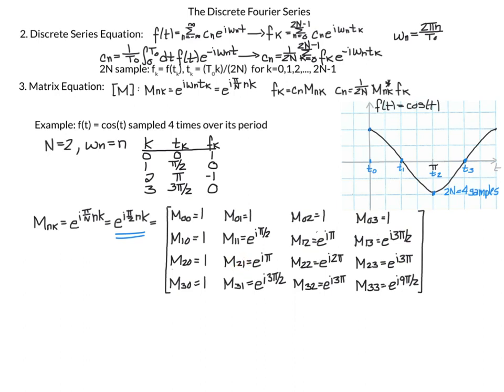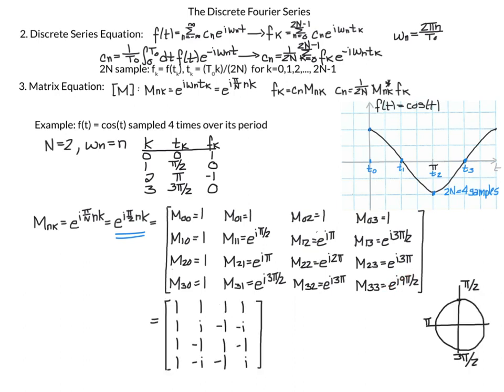M21, multiply them together, you get 2. It cancels, you get e to the i pi. M22, you multiply them together here, you get 4. So this becomes e to the i 2 pi. M23, multiply these two together because that's what it says to do over here, you get 6. So when you have 6, this becomes e to the i 3 pi. M31, you multiply them together, you get 3, e to the i 3 pi over 2. M32, again this is 6, so you get e to the i 3 pi. And M33, that gives you a 9, e to the i 9 pi over 2.